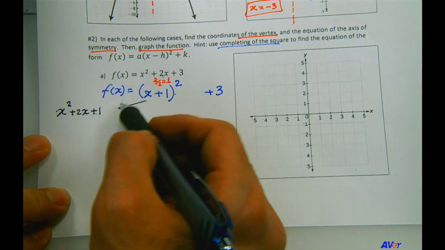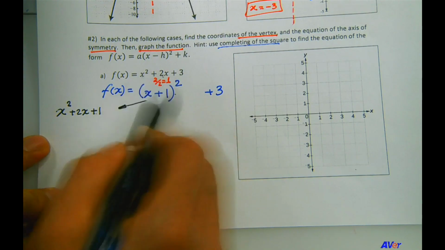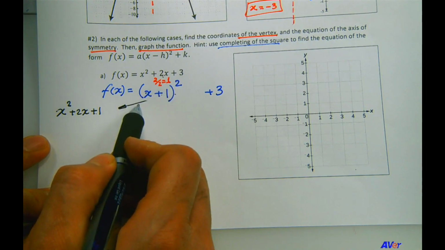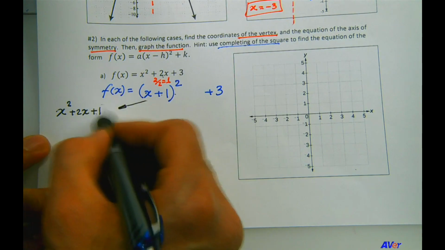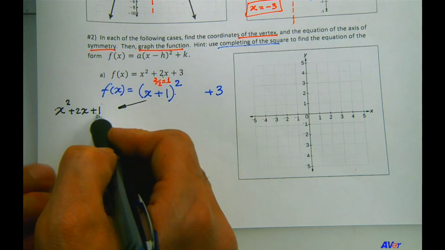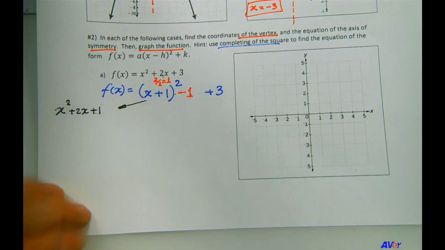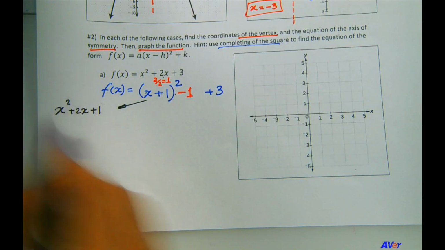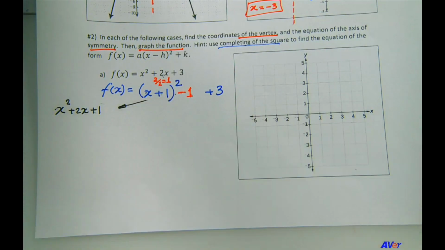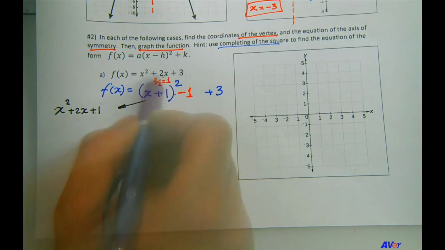So what we need to do is get rid of this 1. We have solved the problem of completing the square when we wrote x plus 1 squared. We did it. But we created a problem because this 1 didn't used to exist. Now it does. So how do we get rid of this extra 1? We put minus 1 outside of the parentheses. So now when this expansion happens, this minus 1 and this 1 add up to 0 and drop out, and we end up with x squared plus 2x plus 3, which is what we started with.